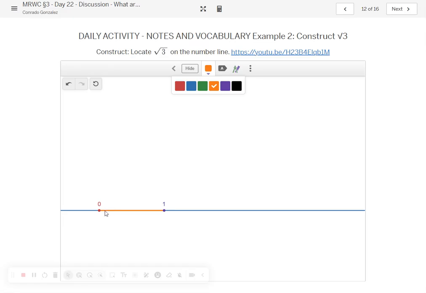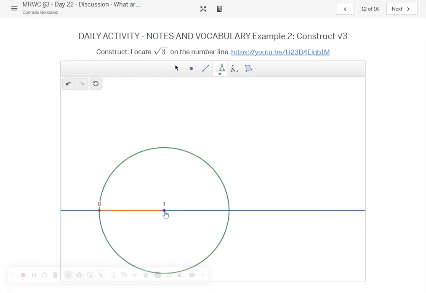So first, you create a segment of exactly 1, right? You create a circle based on that segment, that radius, so it has a radius of 1. Then I want to create a perpendicular line from the number line through that value 1.